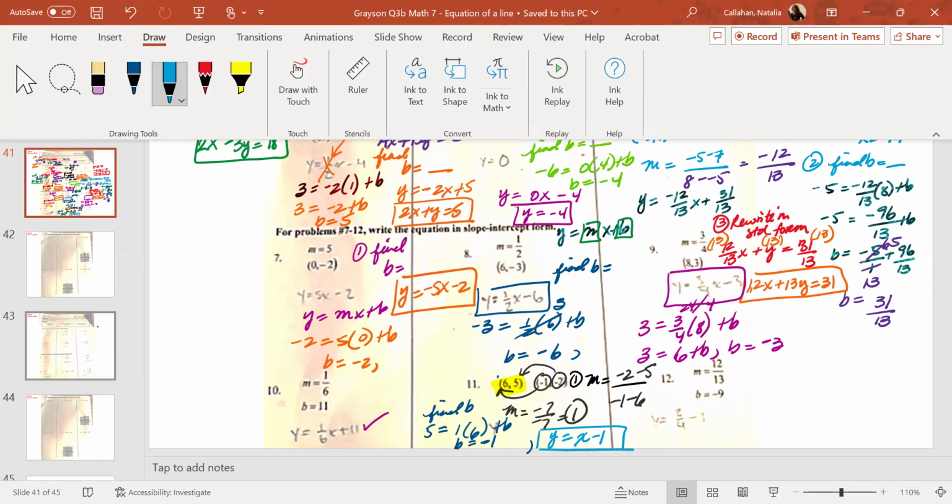Number 12 is pretty easy. Where's your x though? Why did you put a 2 over 4? Is that minus what? I don't know what that is. So change that, please.